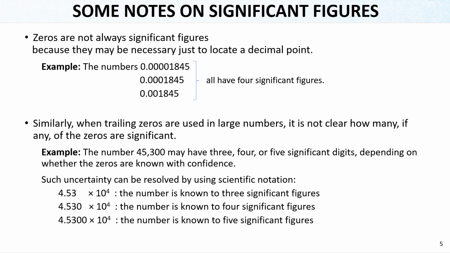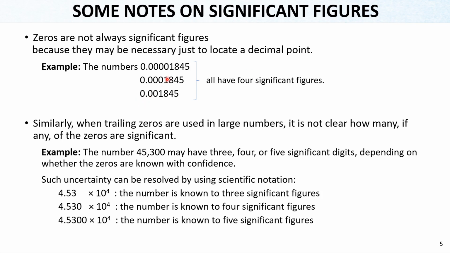So let's talk about some notes on significant figures, especially the use of zeros in the numbers. The zeros are not always significant figures because they may be necessary just to locate a decimal point. Here there is an example. You can see 3 numbers, and all 3 actually have 4 significant figures because the zeros before the numbers are not considered as significant digits. Here, starting from 1 to 5, these are the significant figures. Here it is the same, here the same. Although the numbers are different in magnitude, the number of significant figures that represent these are the same.